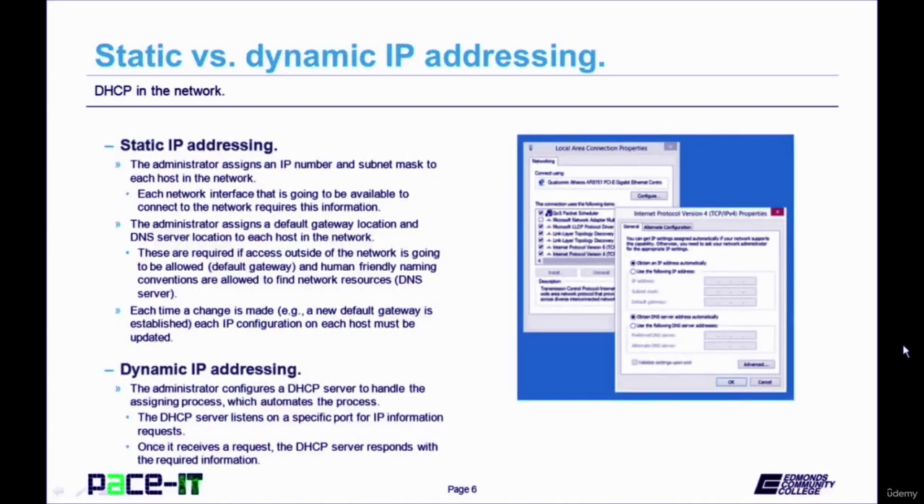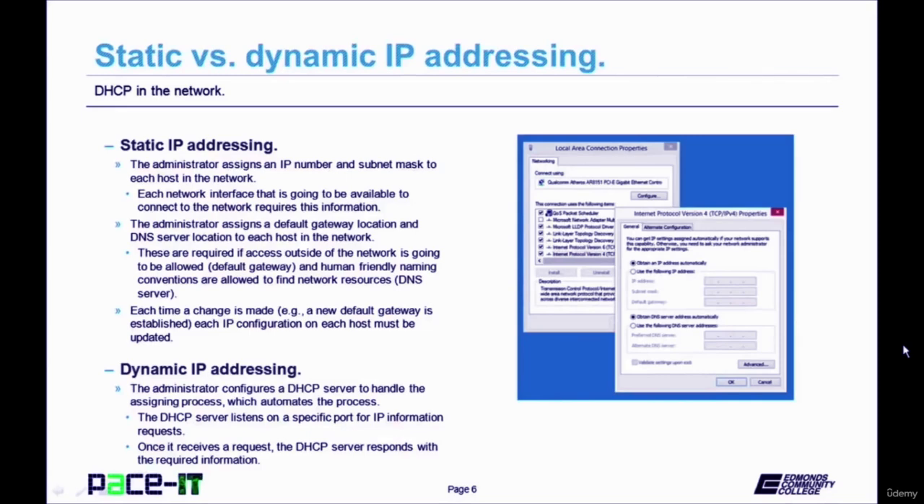So let's talk a little bit more about static IP addressing. The administrator assigns an IP number and subnet mask to each host in the network, whether it be a PC, router, or some other piece of electronic equipment. Each network interface that is going to be available to connect to the network requires this information. The administrator also assigns a default gateway location and DNS server location to each host in the network.